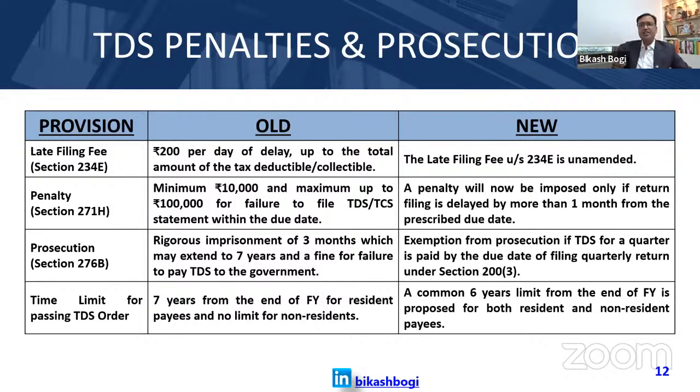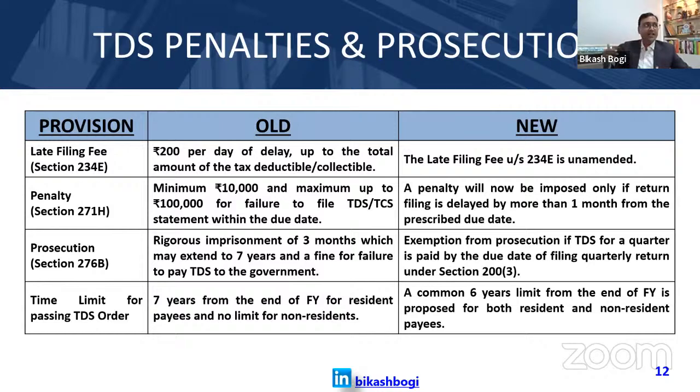So my advice here is, don't delay the TDS return, because if you delay the TDS return, then there will be a 200 rupees per day penalty. Suppose there are 20 transactions which you need to capture in the TDS return, and you have received details of only 15 or 18 transactions. Some transaction details are yet to be received from your accounts team. Then what is my advice to you? File the TDS return with 15 or 18 transactions only. Subsequently, when you get the additional details, then you just revise the return. In that case, you will save the penalty of 200 rupees per day.